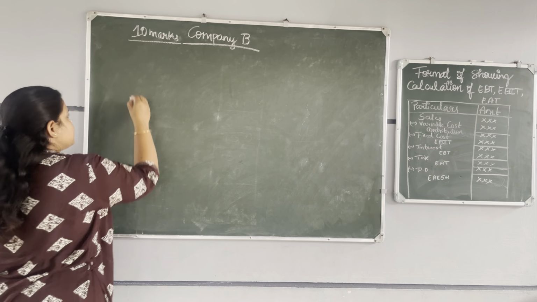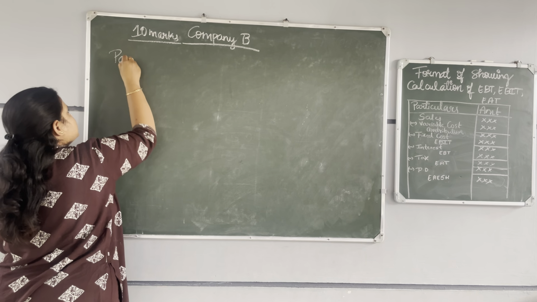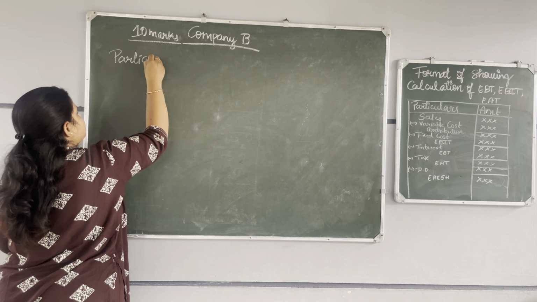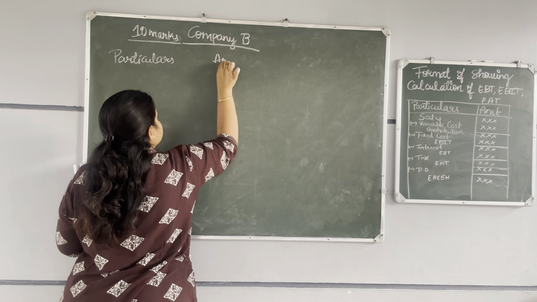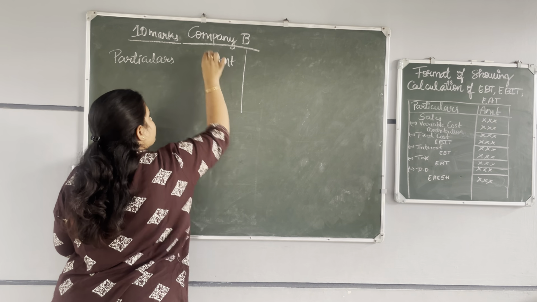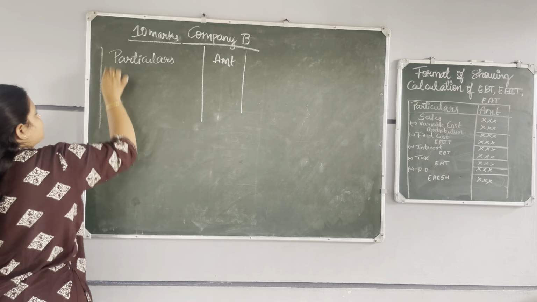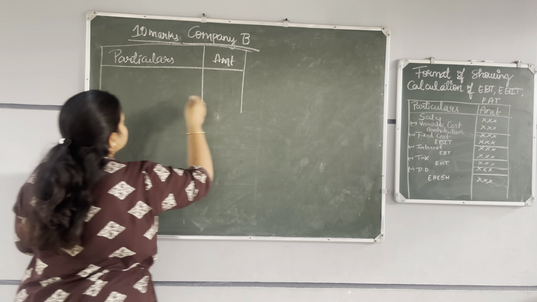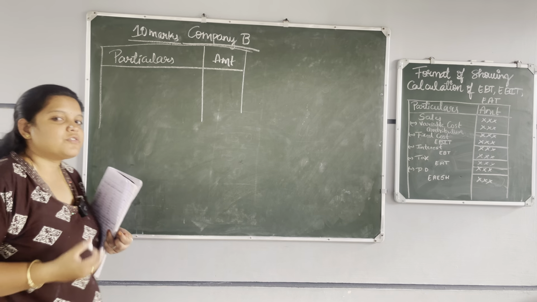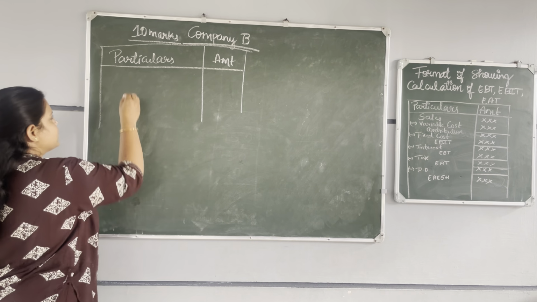Yeah, we will see. First we have to do particulars. That means we have to write particulars and amount columns here. So what do we have to take first? Already three videos are over. So first we have to take sales here.